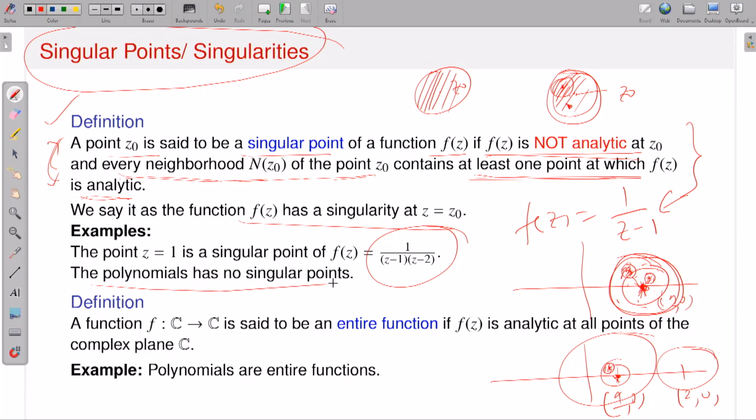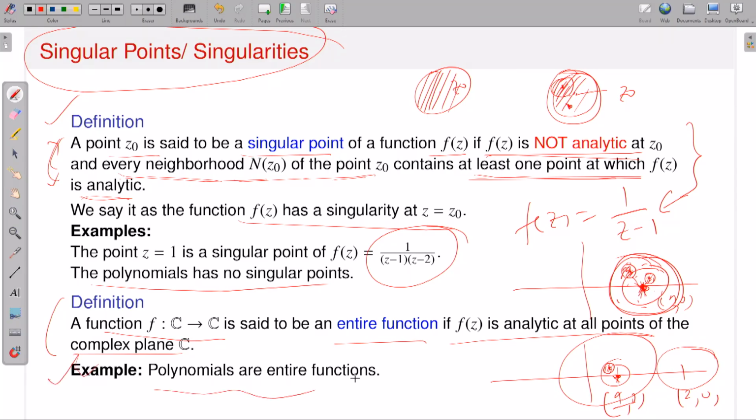One observation: polynomials have no singular points. Polynomial functions are nice functions actually. This is another definition, and later on I will use it. I will say that a function f from C to C, defined on the whole complex plane, is said to be an entire function if my function is analytic at all points on the complex plane. For example, polynomials. So polynomials are entire functions.